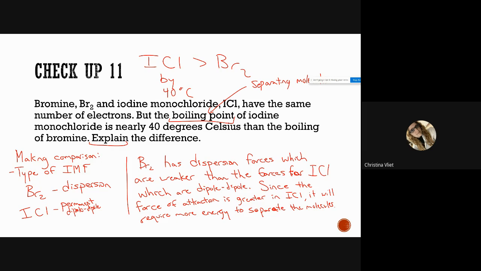It has a higher boiling point because it has a stronger force of attraction. So because it's a stronger force of attraction, it requires more energy to separate. More energy is reflected by a higher temperature, which is a higher boiling point.